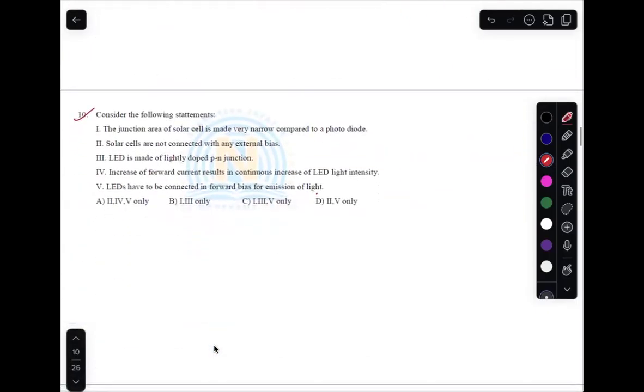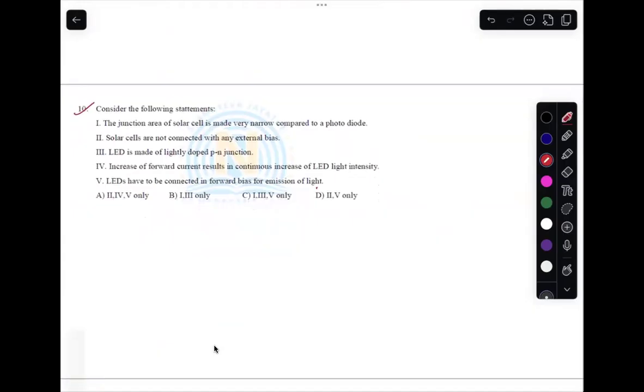The junction area of the solar cell is very narrow compared to a photodiode. Nothing like that. You want the correct statements. Consider the following statements. Right. You want a correct statement. Don't question me why and all that. You need to adjust according to the given situation. Solar cells are not connected with any external bias is an absolutely correct statement. LED is made of lightly doped PN junction diode.